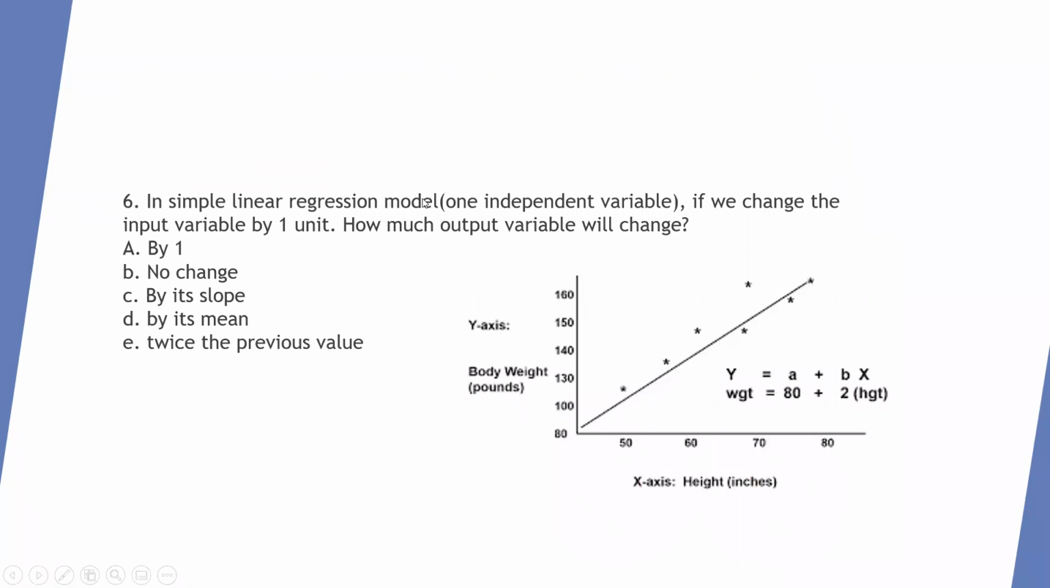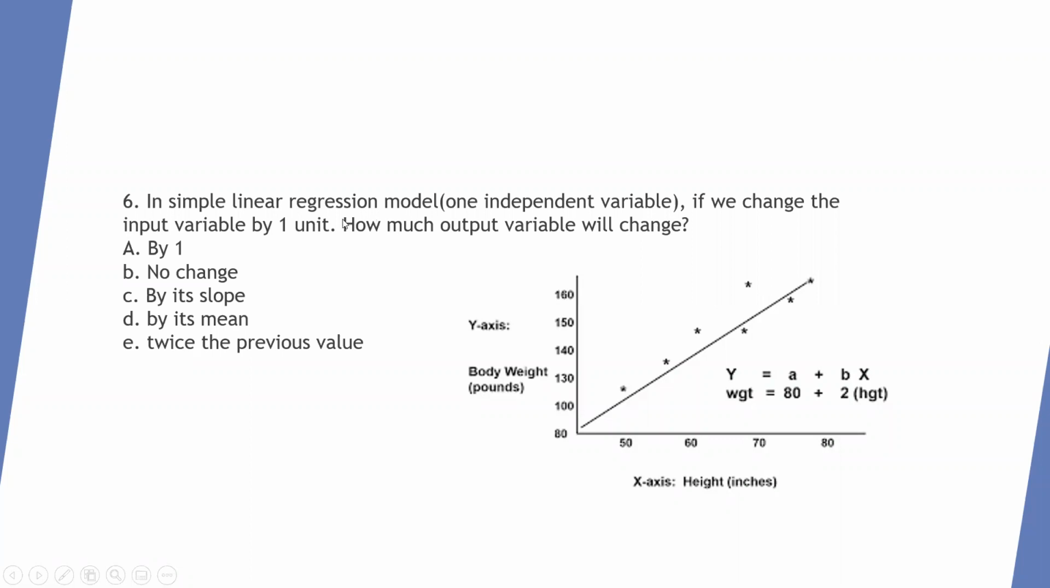In a simple linear regression model with one dependent variable, if we change the input by one unit, how much will the output variable change and how will we see it? Like in this, if we change it by 1 unit, how will it be depicted? Either it will be changed by 1, there would be no change in the whole pattern, or we can see it by the change in the slope, by the change in its means, or by twice the previous value. How can we see the change if we change the input variable by the unit 1?